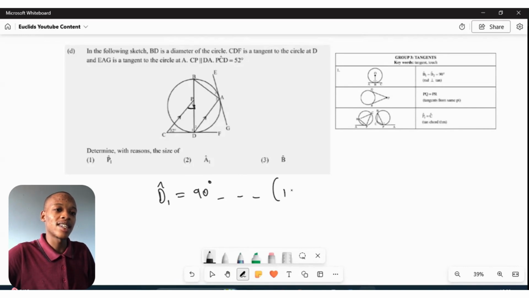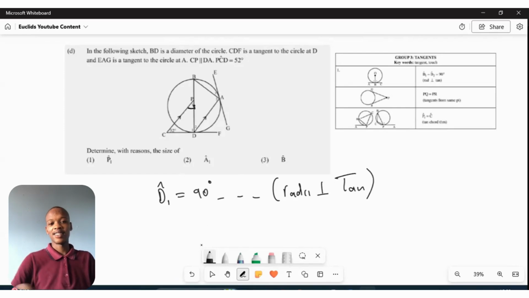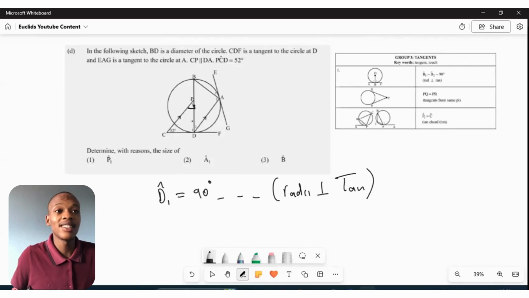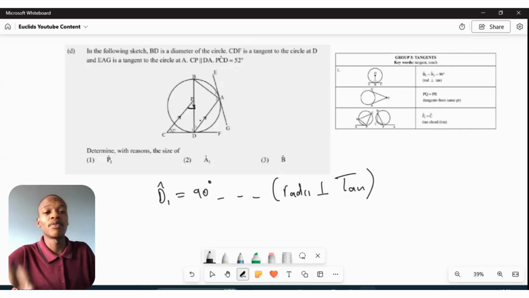Why? It's radius perpendicular to tangent. Because tangent is CF. They did tell us that CDF is a tangent. And then we have a line drawn from the center, which is PD, that is perpendicular to it. So now we do have a 90 degrees angle because of that.